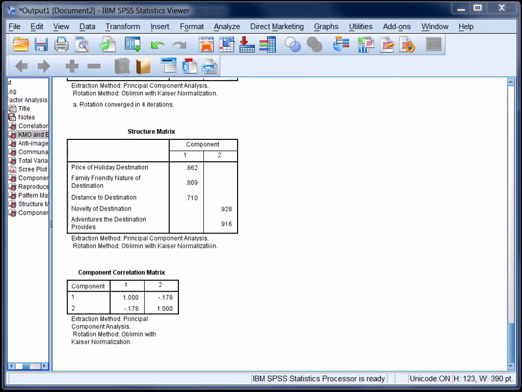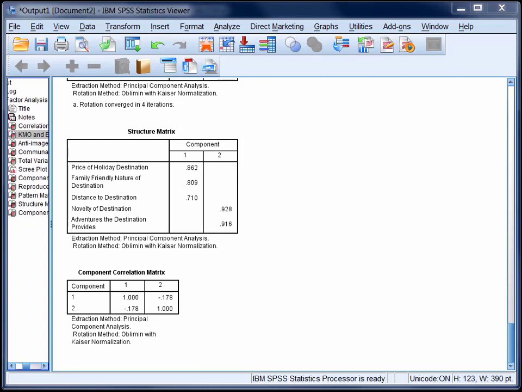Now, if you want to try an orthogonal rotation and compare the two, you just need to repeat the steps that I described in the previous video, except choose Varimax instead of direct oblimin in the rotation dialog. And then, when interpreting the results, look for the rotated component matrix rather than a pattern matrix.